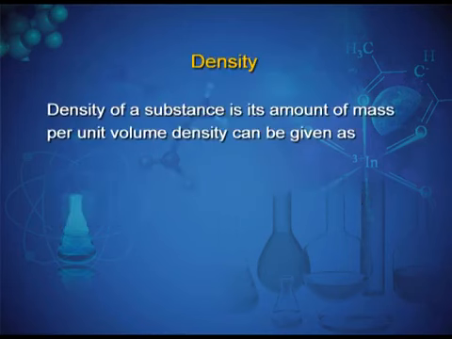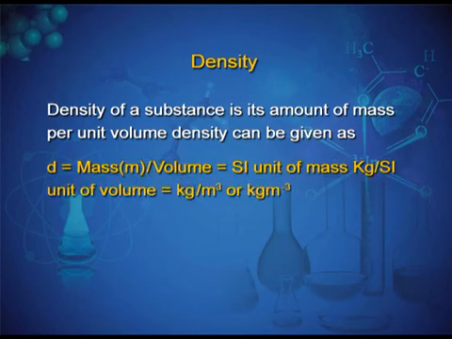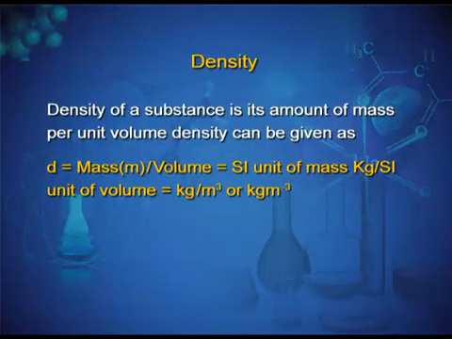Density. Density of a substance is its amount of mass per unit volume. Density can be given as D is equal to mass upon volume. In SI, the unit of mass is kg and the SI unit of volume is meter cube. So, the unit of density will be kg per meter cube.